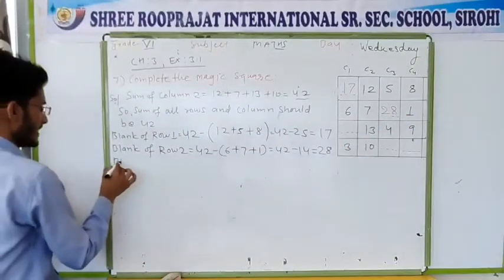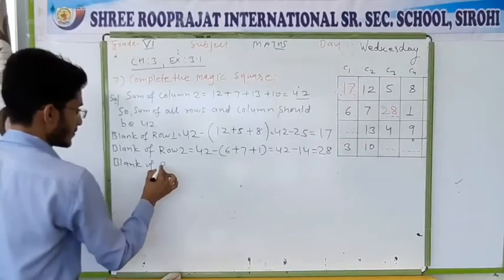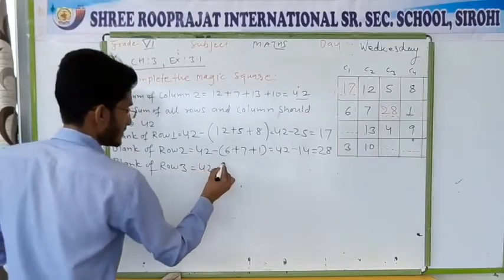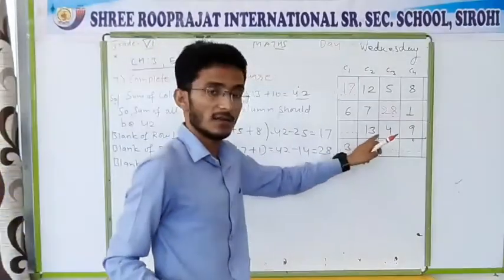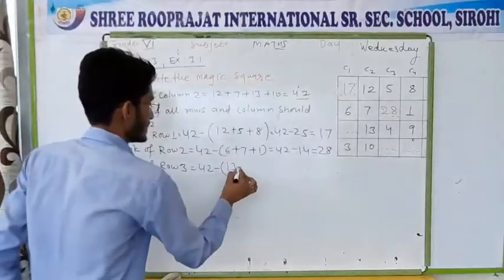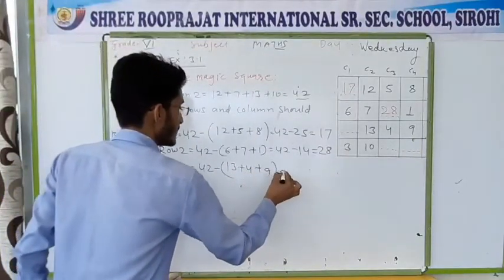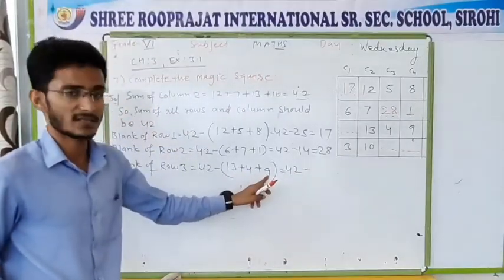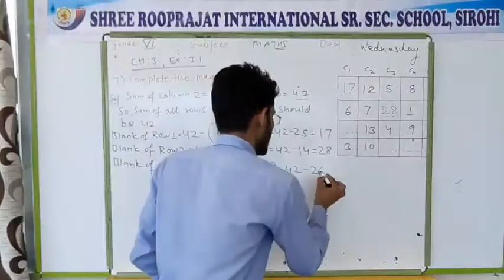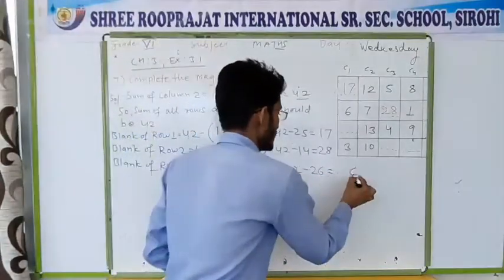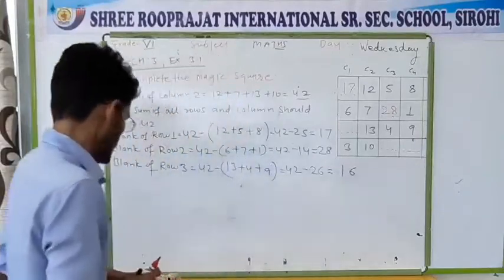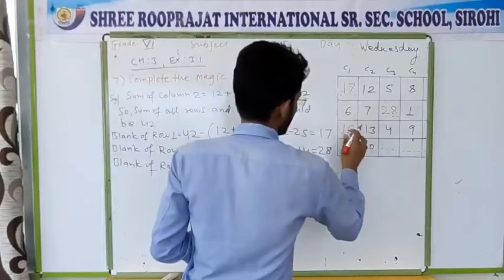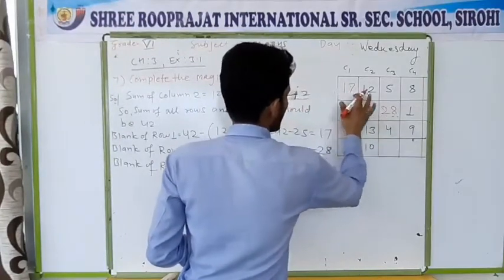Next one, a blank of row 3. Again, the total sum minus the given numbers, and the given numbers are 13 plus 4 plus 9. So 42 minus 13 plus 4, 17, and 17 plus 9, you will get 26. If you subtract, 12 minus 6, 6, and 3 minus 2, you will get 1. Okay? That means here it is 16.